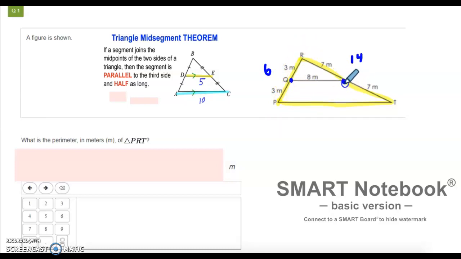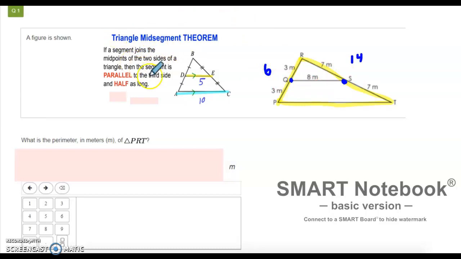We can also say that point S is the midpoint of side RT because point S divides RT into two smaller congruent segments, RS and ST. The segment that connects the midpoints of two sides of a triangle is called a midsegment.